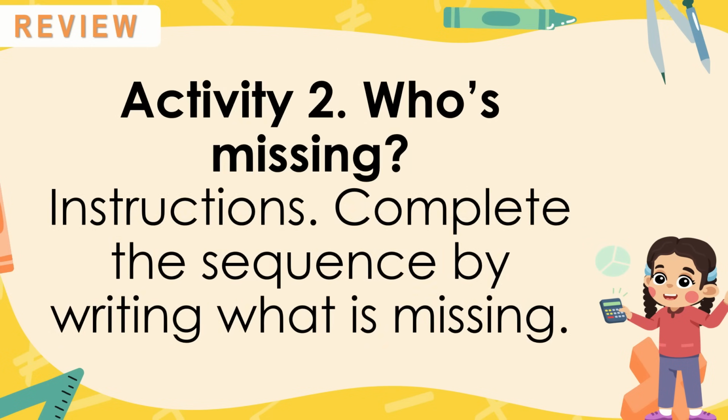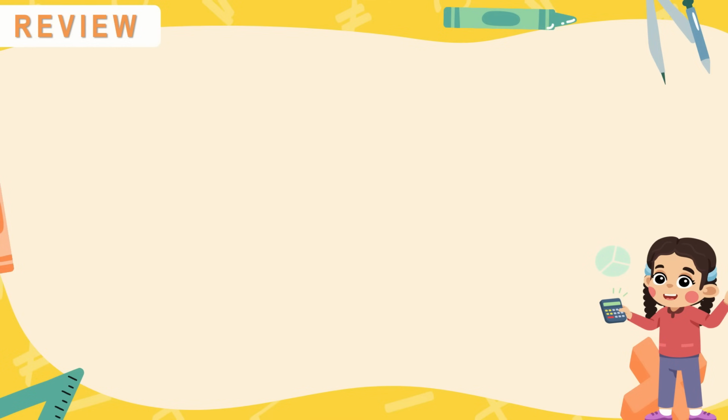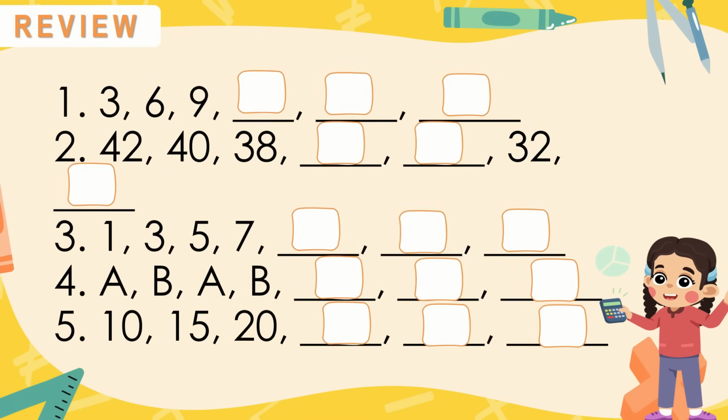For activity number 2, who's missing? Instructions: complete the sequence by writing what is missing. Here are the set of numbers. For number 1, 3, 6, 9. Let us now answer. You write the correct answers are 12, 15, and 18.